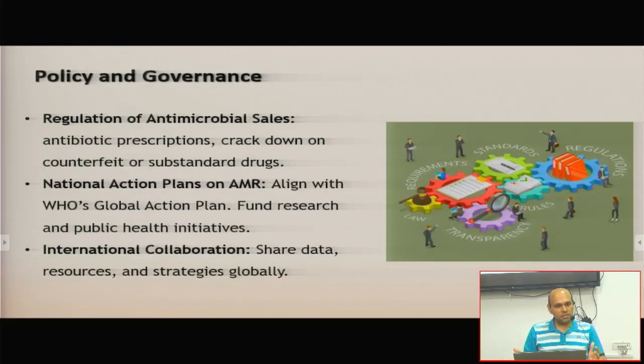Policy and governance is important. This includes regulation of antimicrobial sales, since counterfeit antibiotics are sometimes there and you need to know which ones are correct. National action plans are needed, and many countries have national action plans, and then funding research in that direction to focus on these public health initiatives.